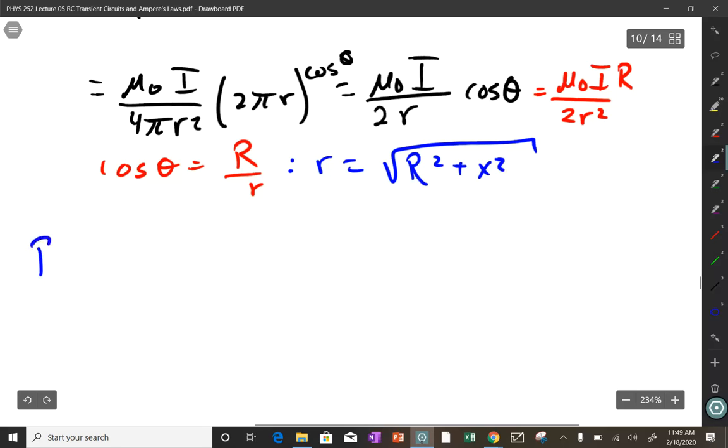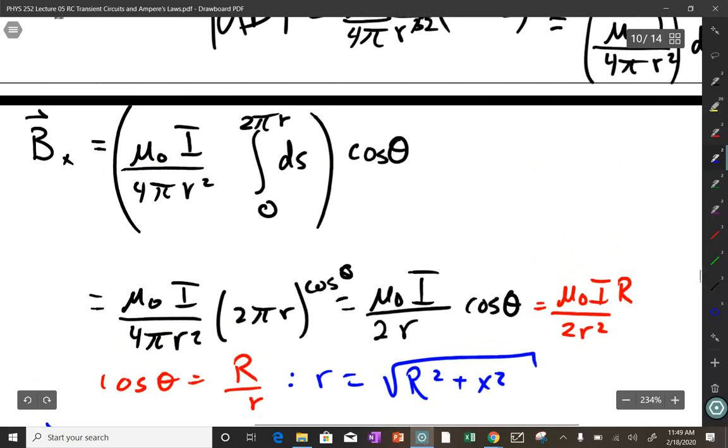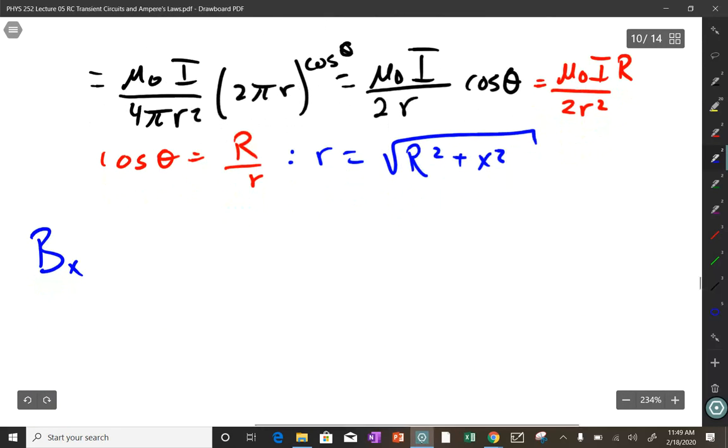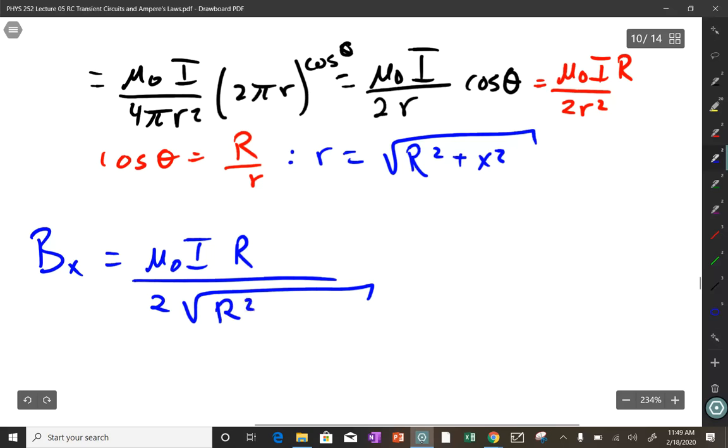So to get my real answer, the Bx vector, I didn't put directions here. I don't have to because it's still the Bx component. So this gives us the magnetic field in the x direction as a function of x, as long as we stay on that symmetry axis.